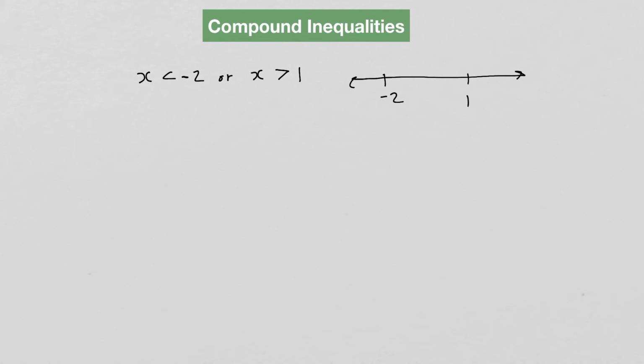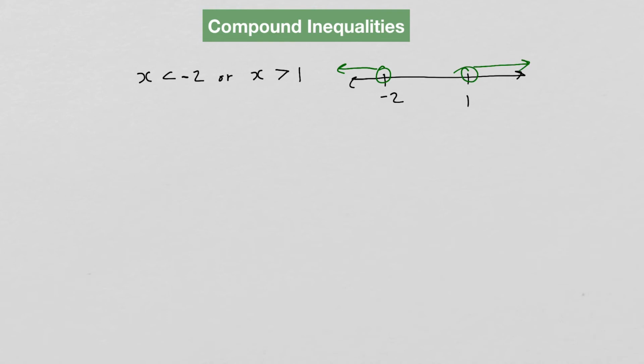So for x is less than or equal to -2, I'm sorry, we've got an open circle at -2, and we're going to go to the left since it's less than. And then for the other one, we've got x is greater than 1, so we've got an open circle at 1, and it's going to go to the right because it's greater than. Okay, so this is a disjunction.